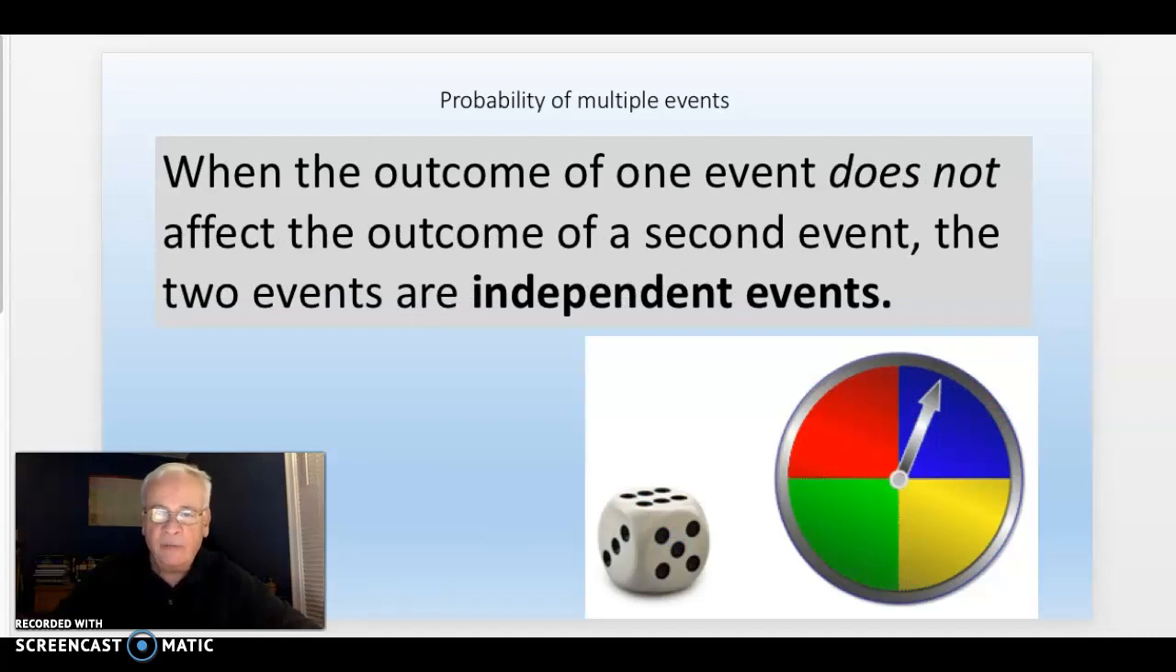All right, when the outcome of one event does not affect the outcome of the second, the two events are called independent. Like if I roll this dice and I spin the spinner, one doesn't affect the other, unless I throw the dice at the spinner or something and hit it. But I'm saying these are two independent events, okay?